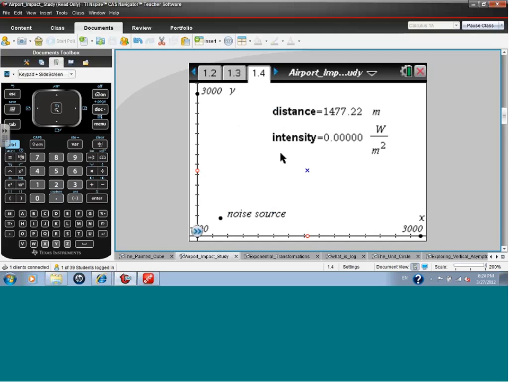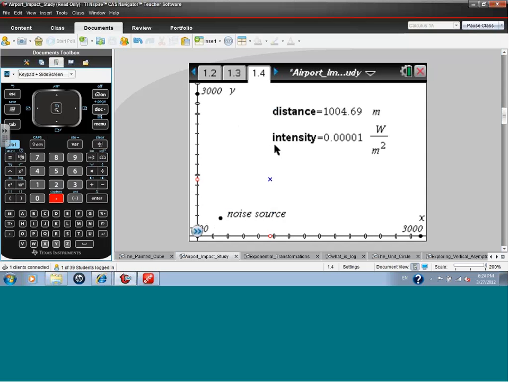So the noise source is down here. This is the airport, and here's where the measuring device is that's measuring the sound intensity that's coming from the noise source. And I can move it around horizontally by dragging this red hollow circle down on the x-axis. And I can change the y-coordinate by dragging this hollow red circle on the y-axis. And then when I decide that I'd like to collect that data set for distance and intensity, I can press the Control key and the decimal key.